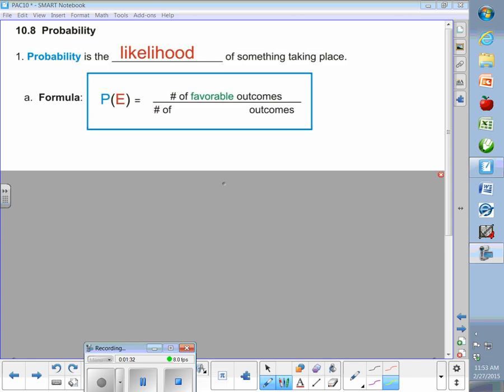So what's the formula? Here's how you read this. You don't need to mark this. I'm trying to get you to think. This is the probability of event E taking place. That's how you would say that. What's the probability of E taking place? Well, what's the formula? The formula is the number of favorable outcomes divided by the number of possible outcomes.